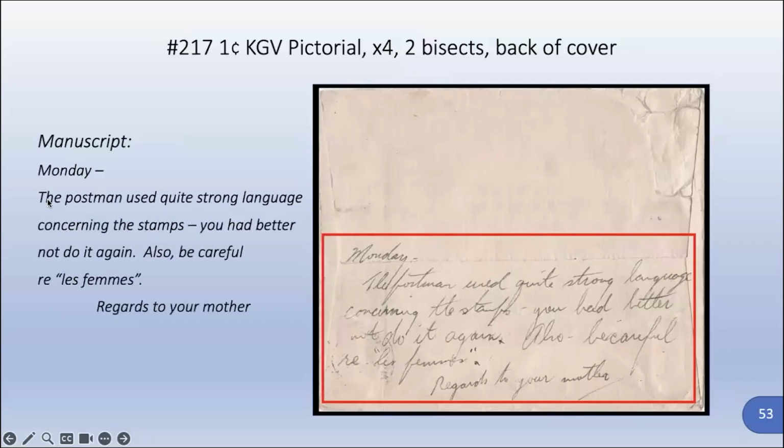Monday, here's what it says. Monday, the postman used quite strong language concerning the stamps. You had better not do it again. Also be careful, les femmes, regards to your mother. So a little bit of a personal note on the back.